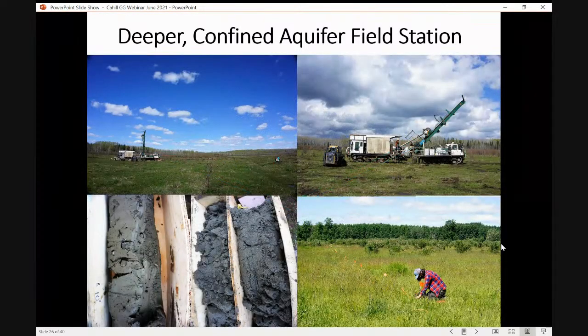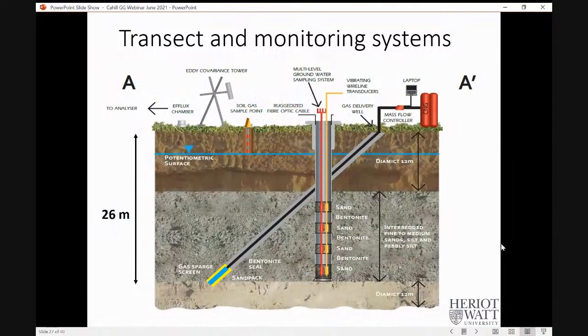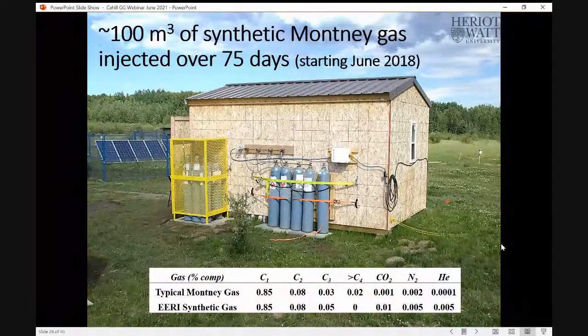And of course, lots of work to get this set up, lots of sonic drilling to get the monitoring wells and the injection well in. You can see some of the geology there. There's the diamictic clay, and there's some of the sands which it overlies, and some geophysics going on. And so there we had lots of interdisciplinary monitoring, and then we went ahead and injected 100 meters of a synthetic Monty gas over 75 days.